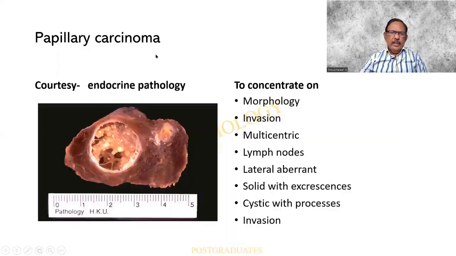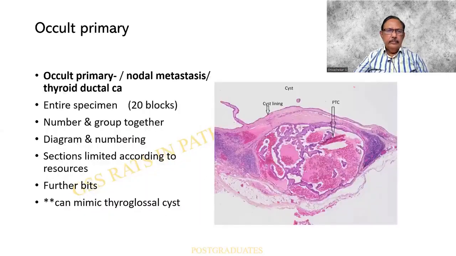Papillary carcinoma, courtesy the endocrine part of WebPathology again. Cavity with fine, delicate papillary extensions. We will not miss it. There is an accessory lesion over here. So we will have to concentrate on the morphology, the invasion, whether it is solitary or multicentric, lymph nodes, lateral aberrant. Lateral aberrant thyroid is a question for you people. You find that it will almost mimic a lymph node, but it will turn out to be a papillary carcinoma. Cystic processes and areas of invasion. Picture will be shown. Measurement is needed at every stage.